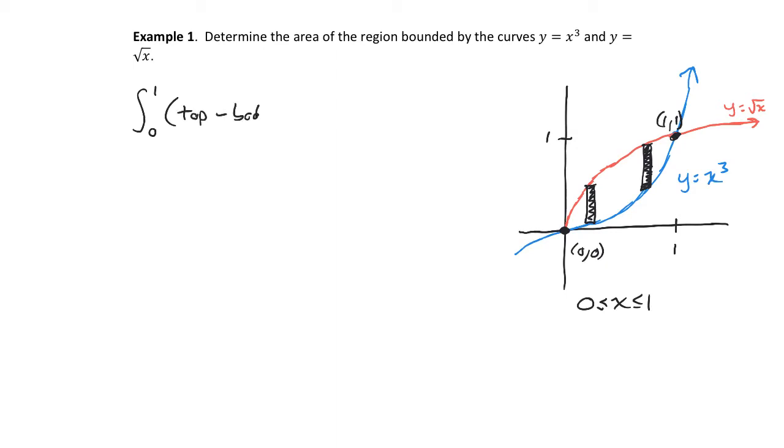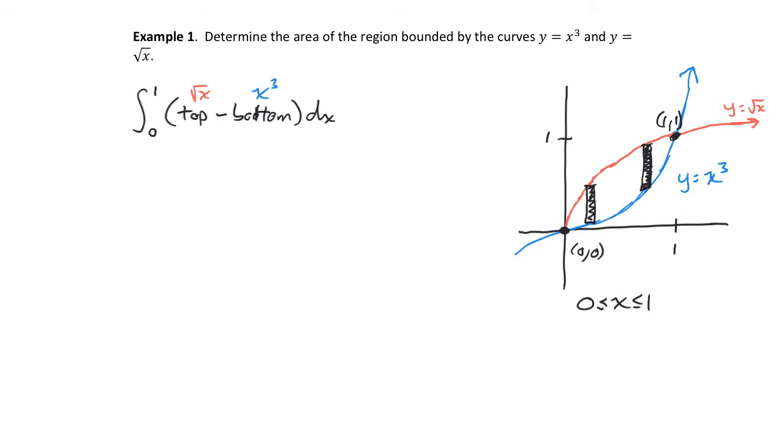What do we mean by top and bottom? And we've got to be careful. The only reason I'm choosing top and bottom is because I'm integrating with respect to x. Okay? In the next example, we're going to do this all over again. And when we do it over again, it's not going to be the top one minus the bottom. We're going to do something slightly different. Here, the top one is the square root of x function, and the bottom one is x cubed.